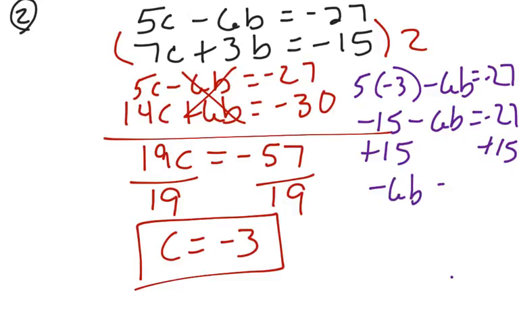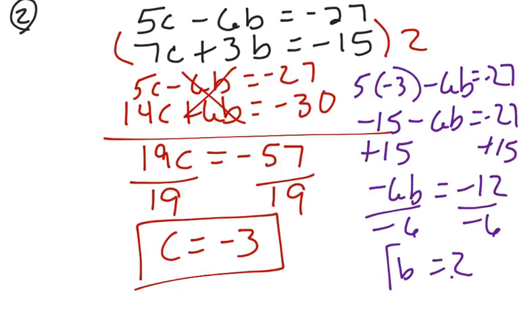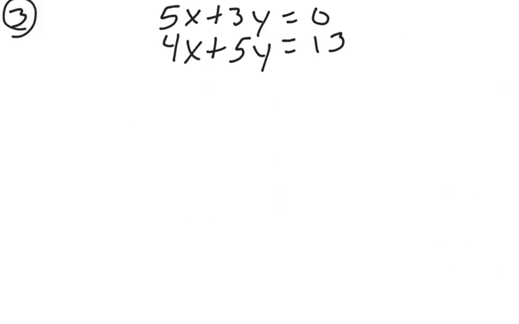Negative 6b is equal to negative 12. Divide both sides by negative 6. B is equal to a positive 2. If you wanted to check your work, you would take both of those, plug them into the original problem, see if it works.